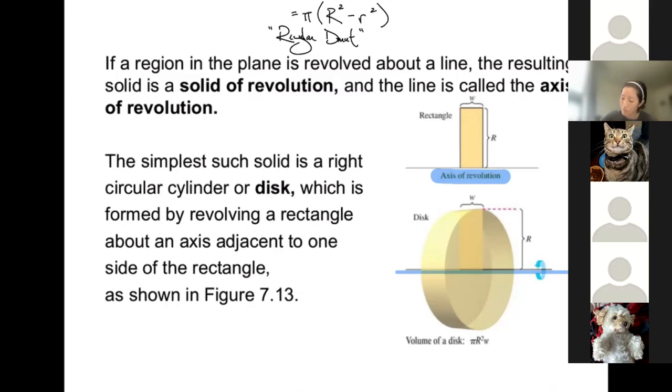And so we can see here that if we had those purple lines that we've been drawing in all of the pictures, and we take that purple line and swing it around the axis that we want to revolve it around, we end up with a disk.